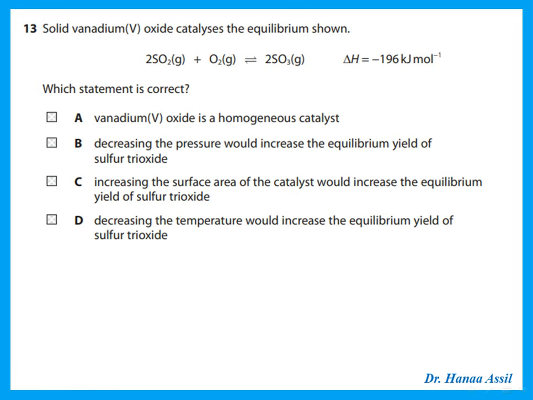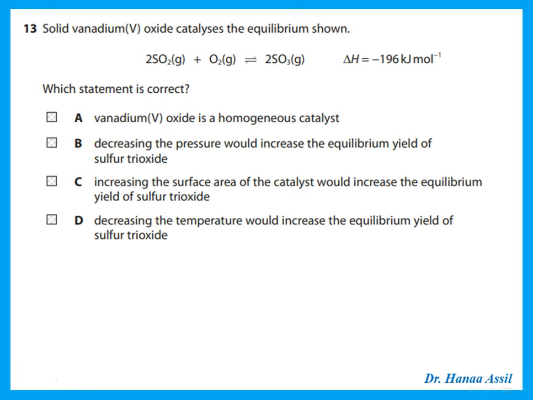Decreasing the pressure would increase the yield of sulfur trioxide. Well, let's see. Decreasing the pressure means we're going to open up the volume, and it will go to the side with more number of moles. So if we decrease the pressure in this reaction, it will go backward to give a larger number of moles, and that means the yield of sulfur trioxide would actually decrease, not increase.